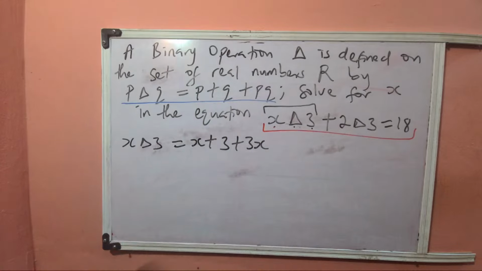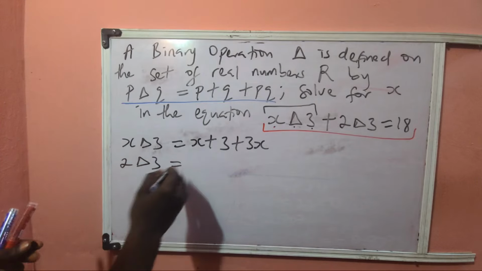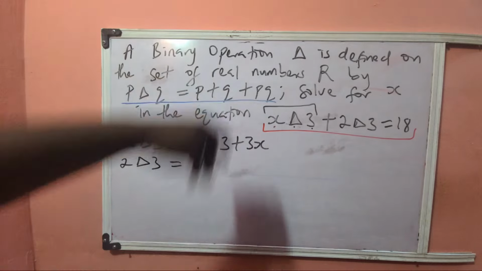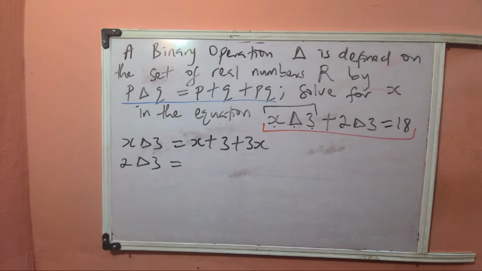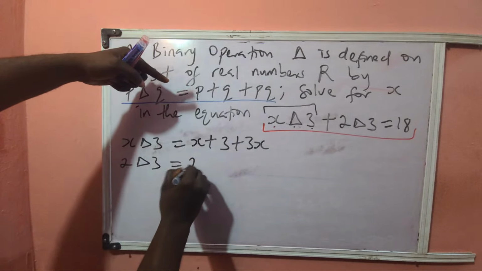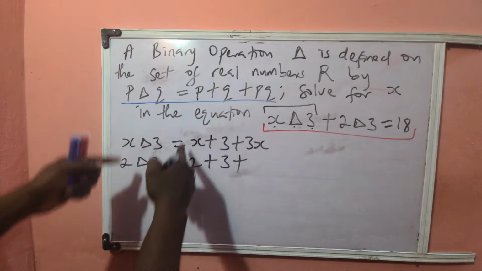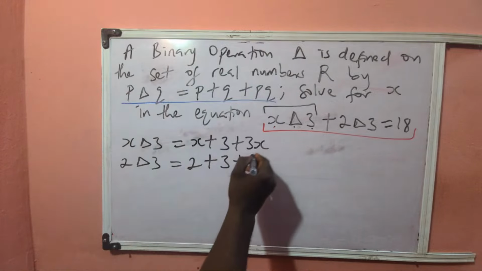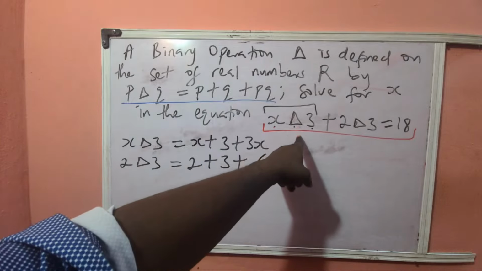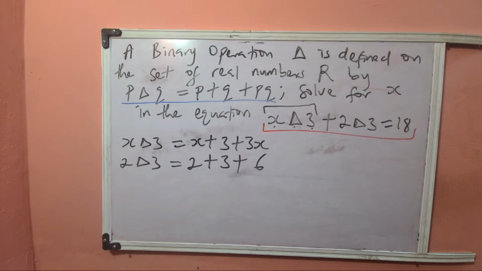Let's try and solve for 2 binary operation 3, which is the second aspect. Again, you have to make use of the rule you were given. In this case, our p is 2 and our q is 3. So we have 2 plus 3 plus pq. That will be 2 times 3, which is 6. Looking at the question, we are told that x binary operation 3 plus 2 binary operation 3 is equal to 18. That's very key to everything we're doing.